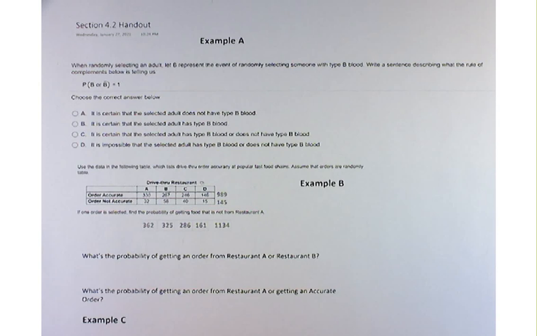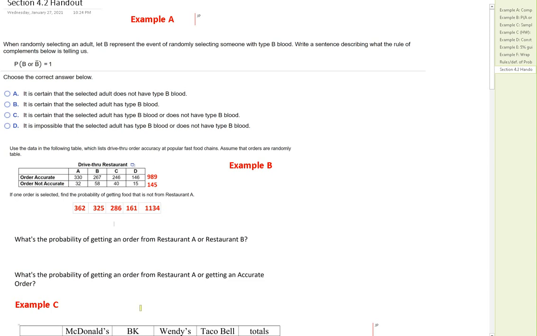All right, so we're quickly going to recap a couple of the problems we started last time and then move on. So this is section 4.2, and the first question asks you, in a somewhat related way, about the complementation rule, but it's stated like this. They want you to figure out which one of these sentences pertains to the probability of B or not B when the event B represents randomly selecting somebody with type B blood. So if B is the event of selecting somebody with type B blood, what's B bar, or not B, represent? Not B blood? Yeah, just not B blood.